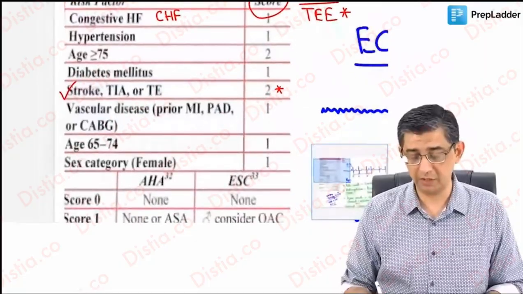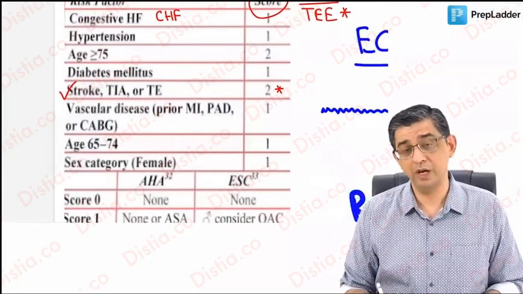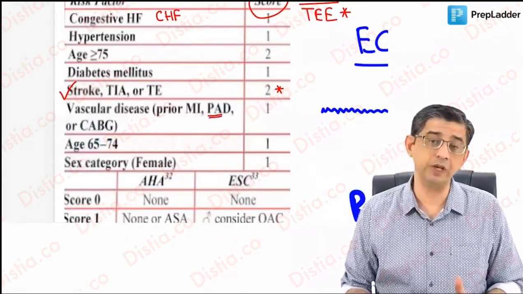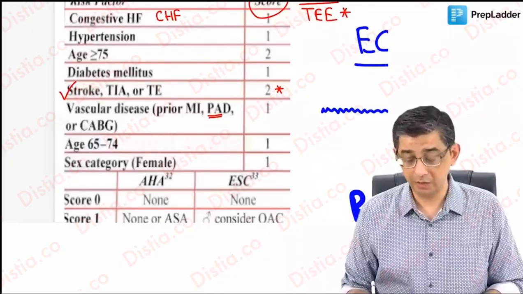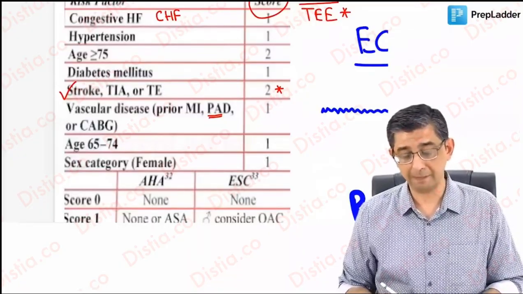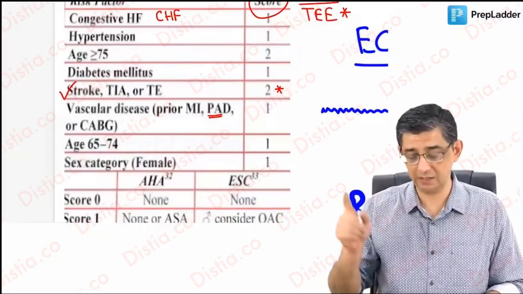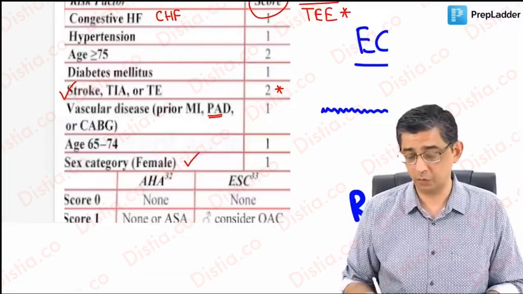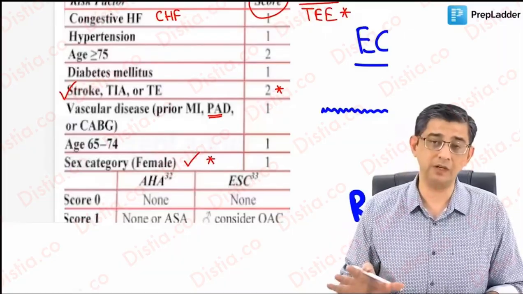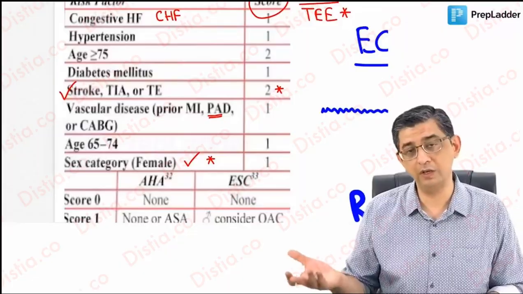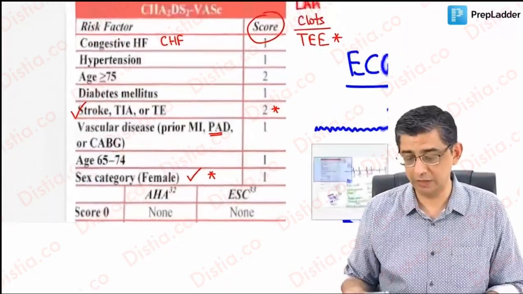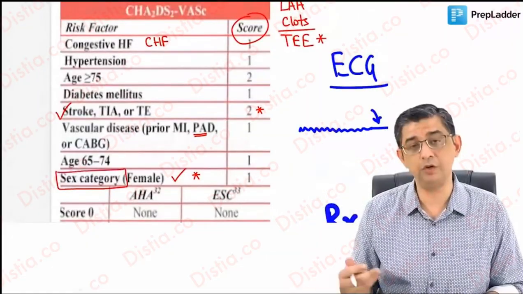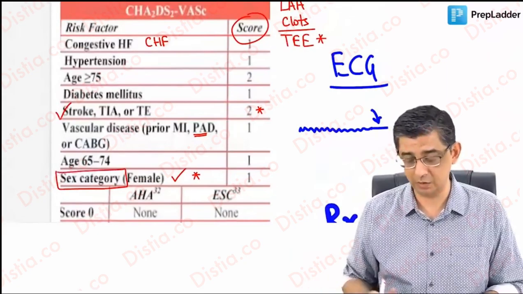VA would stand for vascular disease, or vascular problems in the patient in the form of peripheral arterial disease. This could be like Buerger's disease in the patient. Then SC stands for sex category. The alphabet was VASC, so SC stands for sex category, which is female. Please remember, only being a female is not a risk factor for development of clots in patients of atrial fibrillation. You obviously need other parameters also. So I'm not saying that sex category alone is sufficient for you to start anticoagulation in the patient.